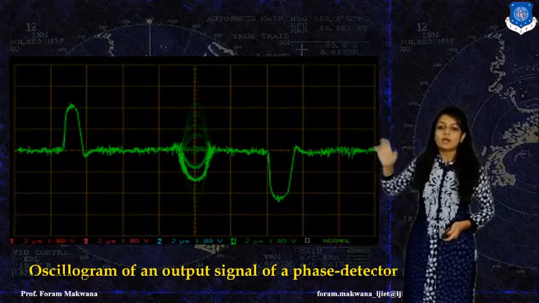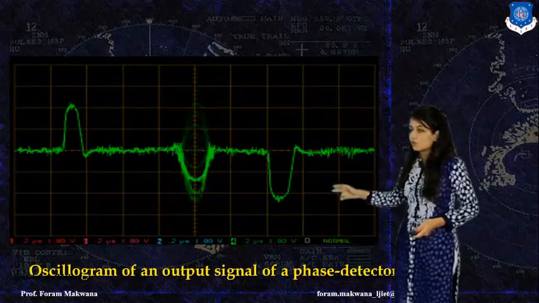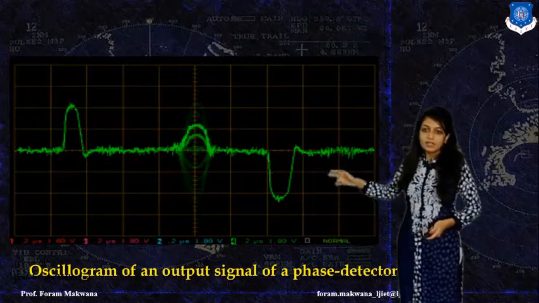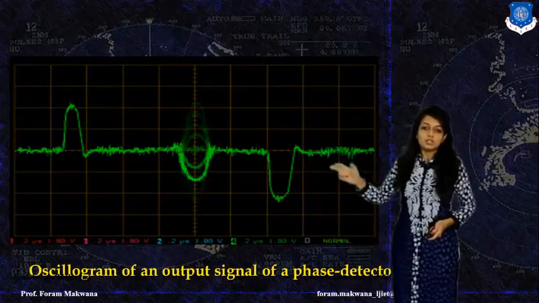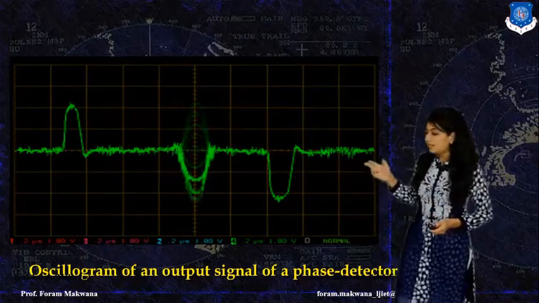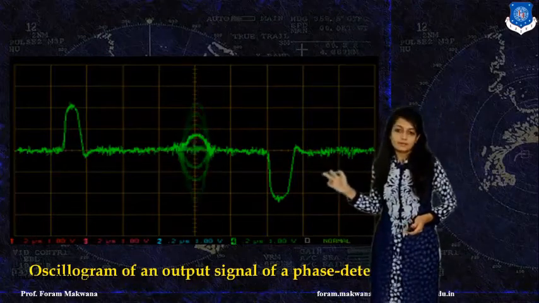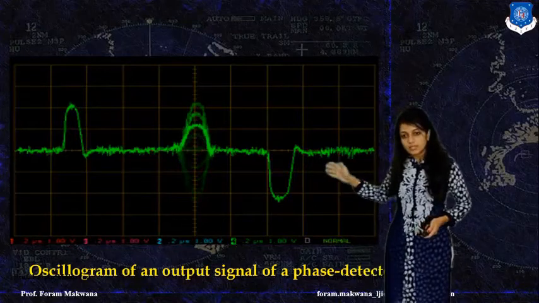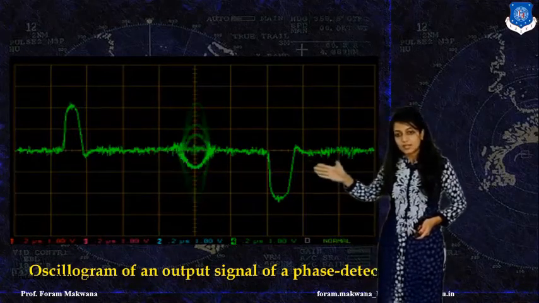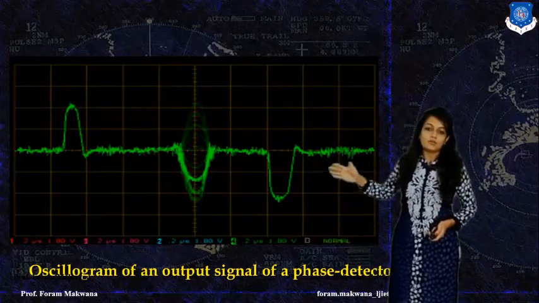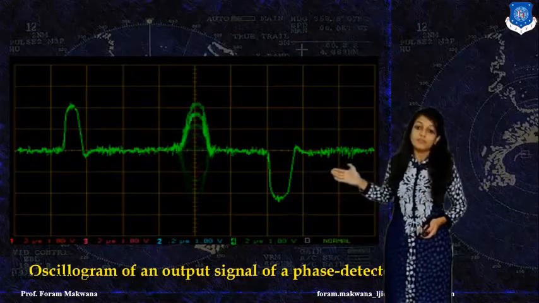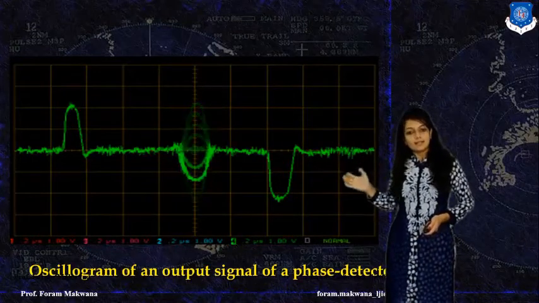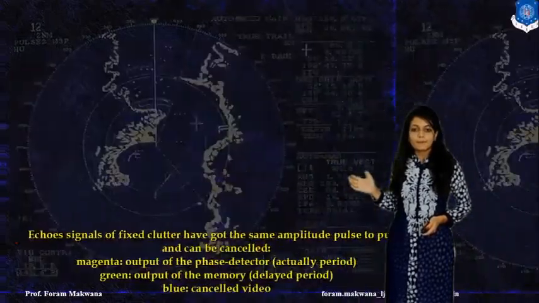So we are able to identify this is the echo from the stationary target, and the signal which is continuously changing, we can say that is an echo from the moving target. Alright. So the echo from the stationary targets is going to be nullified, or we can say cancelled out, with the help of a delay line canceller, right?